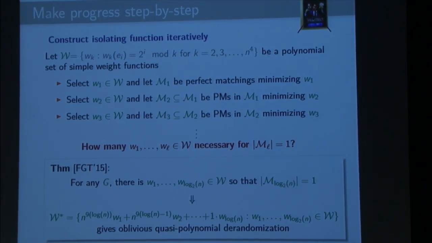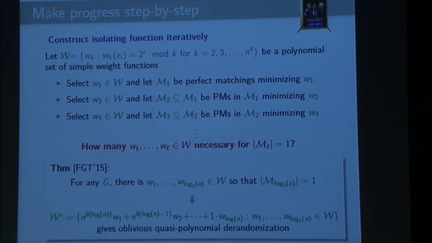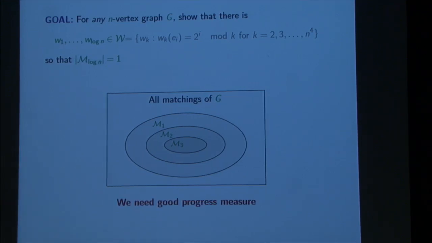But now our problem is the following. You give me G, and now I can spend as much time as I want to just show the existence of W1, existence of W2, and so on. I think most of us will be able to prove this easily if you were allowed to choose n weight functions or something like that, right? You just remove some matchings each time. But here we want to be much better. We only want to select log base 2 n weight functions. So somehow we would need a good progress measure, right? Because there are exponentially many matchings, so even if you halve the number of matchings each step, that's not good enough. So this is our goal.